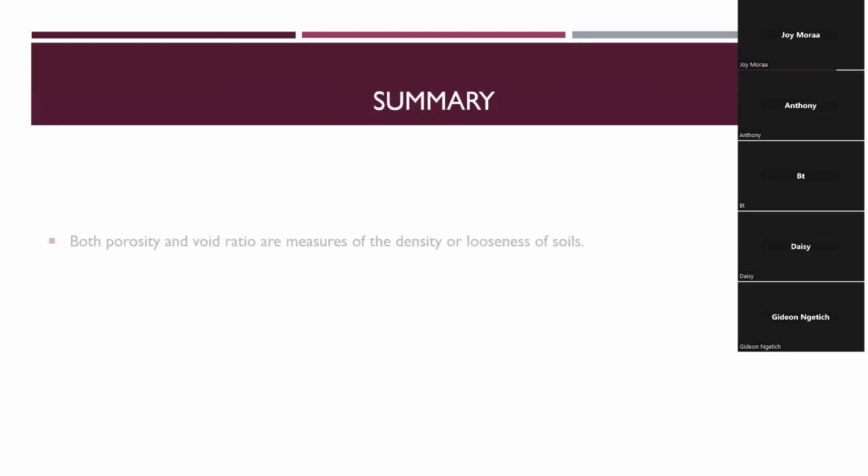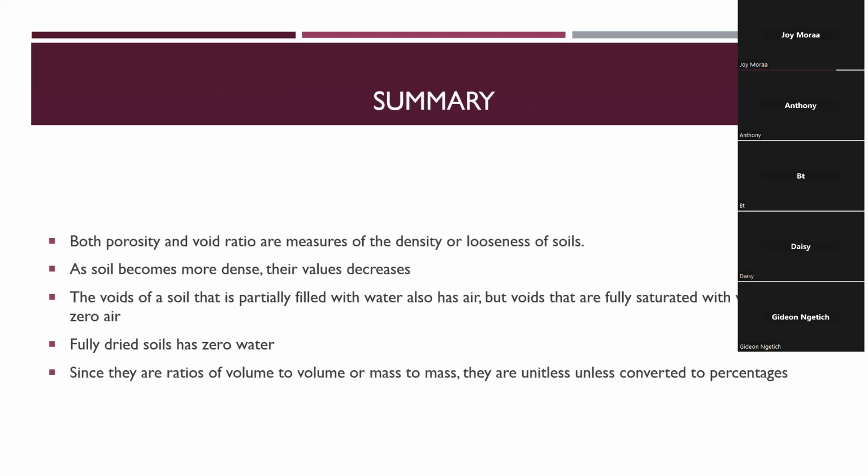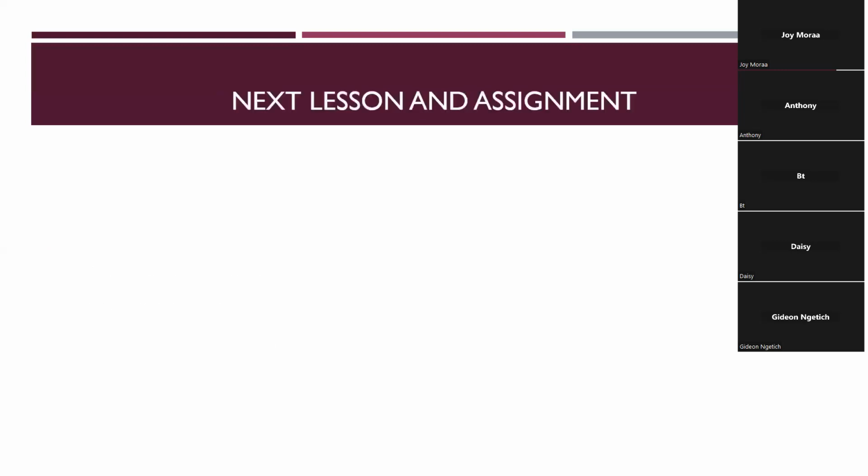So in summary, both porosity and void ratio are measures of density or looseness of soil. As soil becomes dense, the value of porosity and void ratio decreases. The voids of soil that is partially filled with water also has air, but voids that are fully saturated with water have zero air, and fully dry soils have zero water. Since all of these are ratios of volume to volume or mass to mass, they are unitless unless converted to percentage. And that's the end of our class.